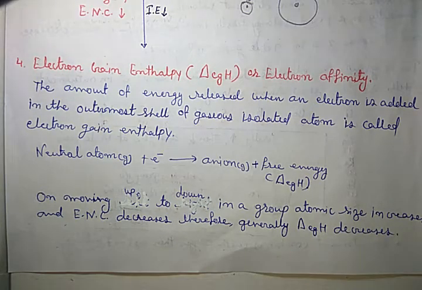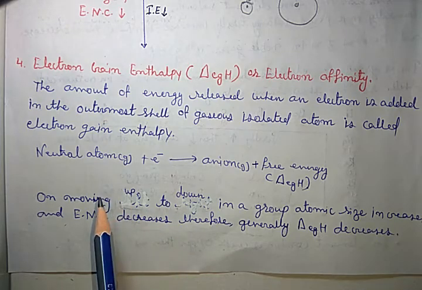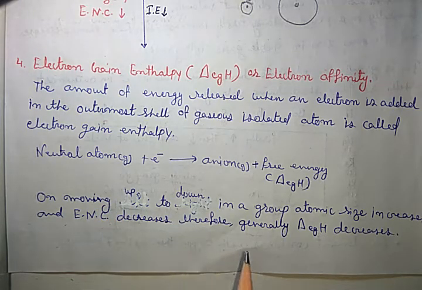Now the question comes, why? As I am clear, an electron is more stable closer to the nucleus. Similarly, when it is far away, its energy is high and it is less stable. In a group, effective nuclear charge decreases, so the electron will be far away from the nucleus. Hence, less energy is released. Got it? So we can say that in a group, delta EGH decreases.